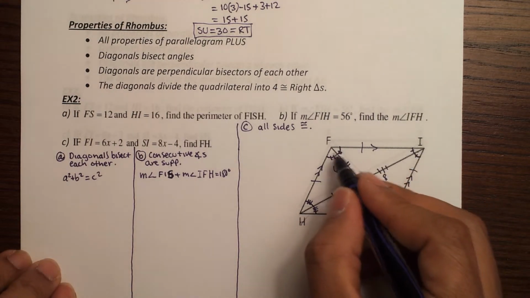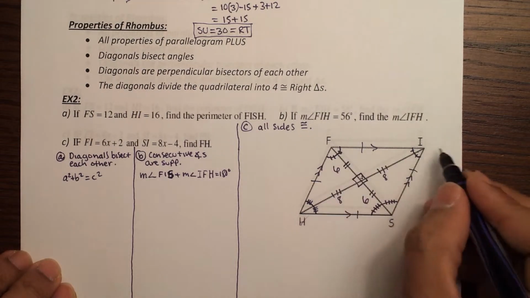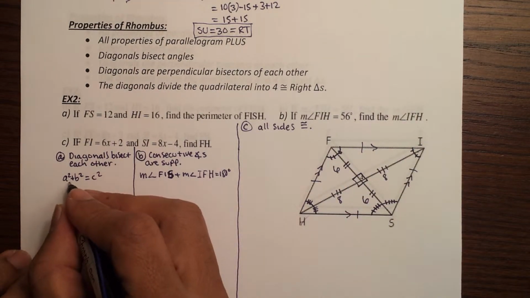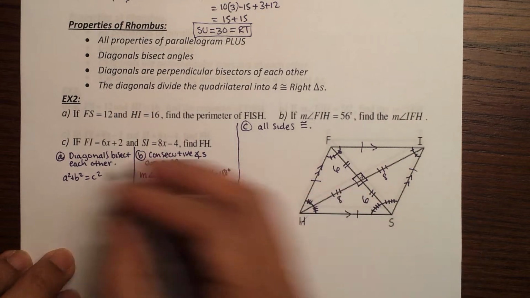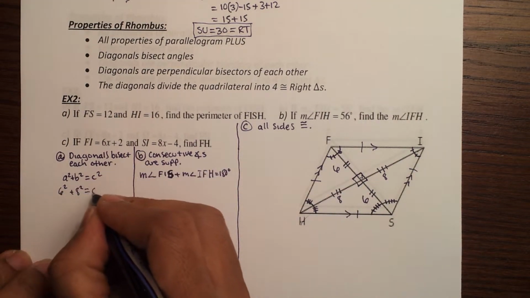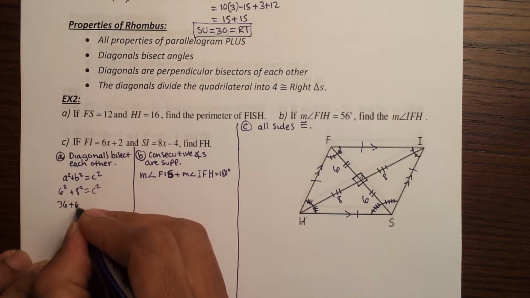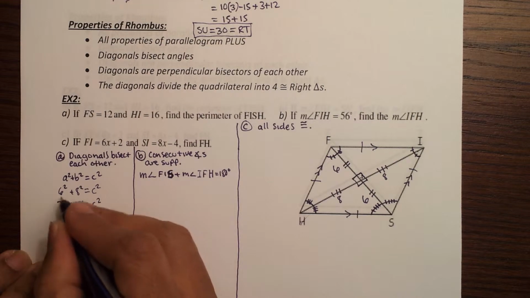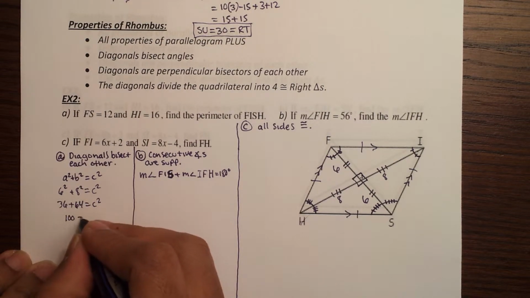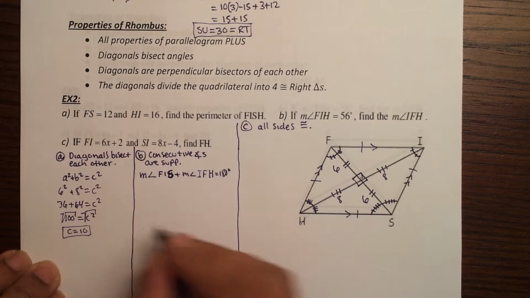Once we find FI, we do it by using the Pythagorean Theorem because we have a right triangle. So we're trying to find the hypotenuse. We have a squared plus b squared equals c squared. So 6 squared plus 8 squared equals c squared. 6 squared is 36. 8 squared is 64. So 36 plus 64, that's 100, equals c squared. Then we take the square root, and the square root of 100 is 10. So we know the length of the hypotenuse is 10.